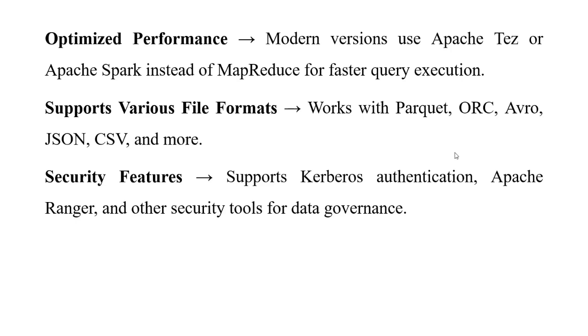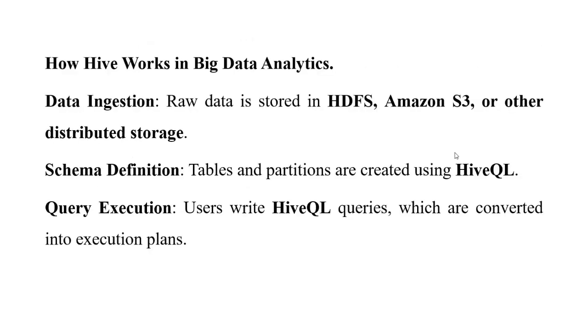So Apache Spark is used instead of MapReduce for faster query execution, which gives optimized performance. It also supports various file formats, especially Avro, JavaScript Object Notation, CSV, and Excel formats. For security features, it supports authentication, that is the login purpose, who is going to log in and who is going to log out, and tools like Apache Ranger and other security tools that work with data governance.